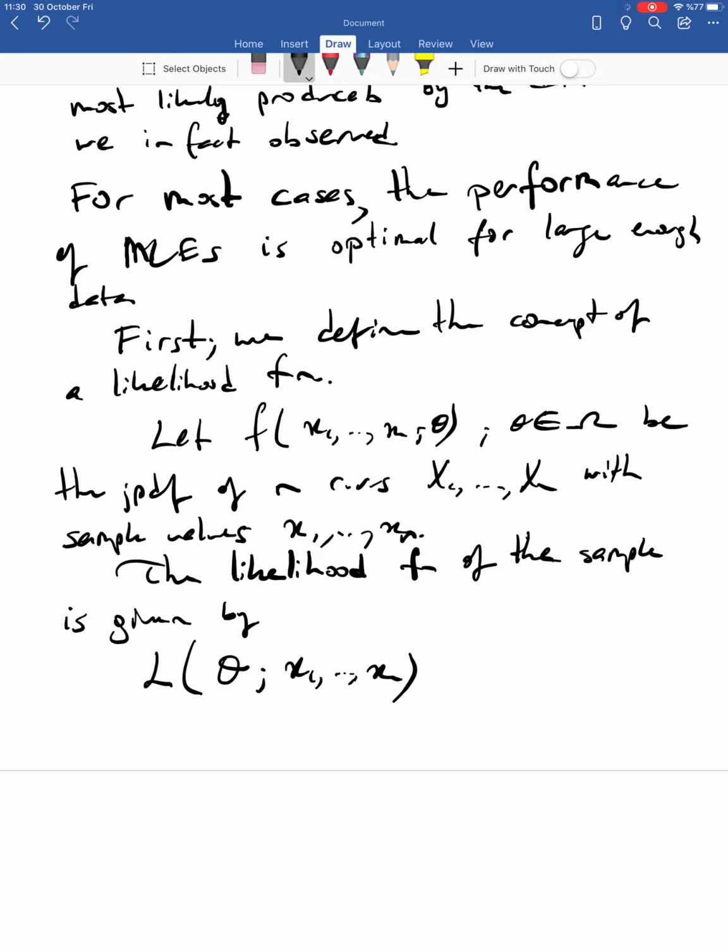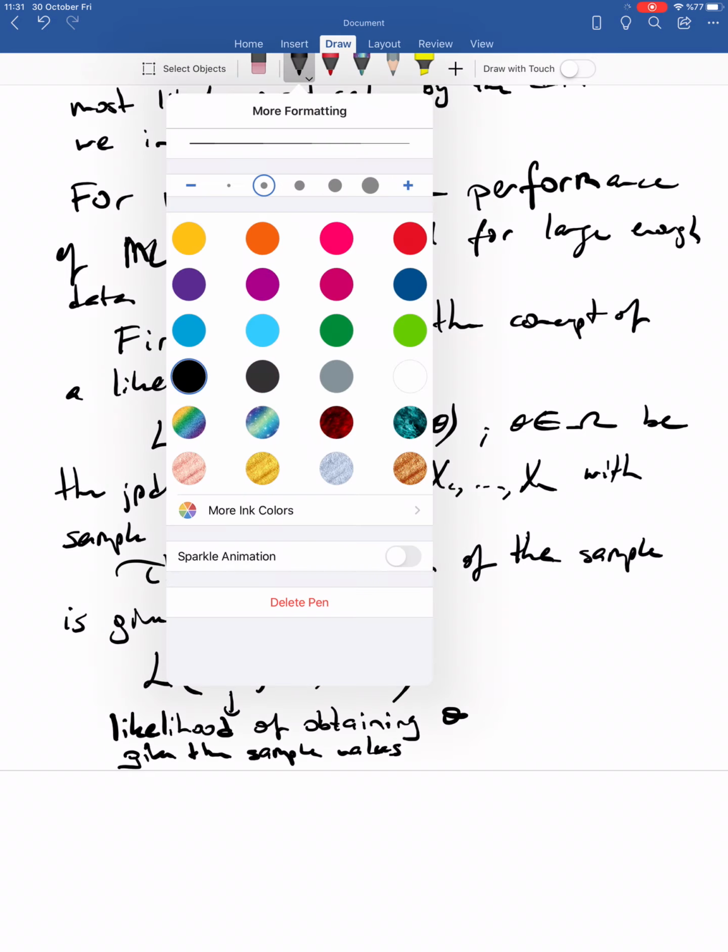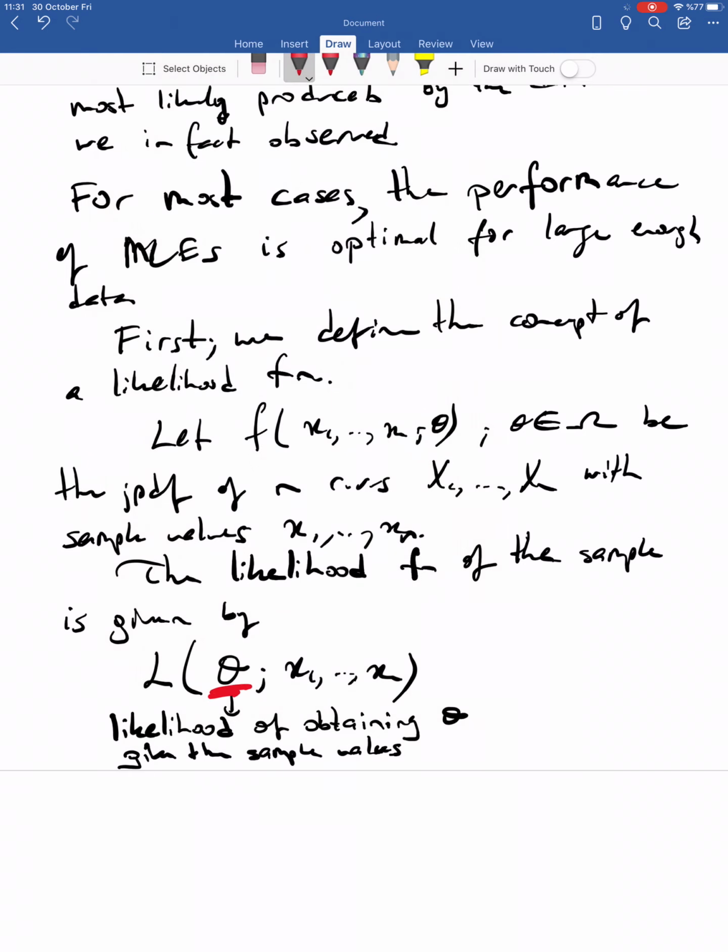Okay, so it is a function of theta. So it is a likelihood of obtaining the certain theta given the sample values. Okay, so likelihood function is a function of theta. It's not a function of x. So we assume that the sample information is given to us, then how likely to obtain that specific theta is given by the likelihood function.